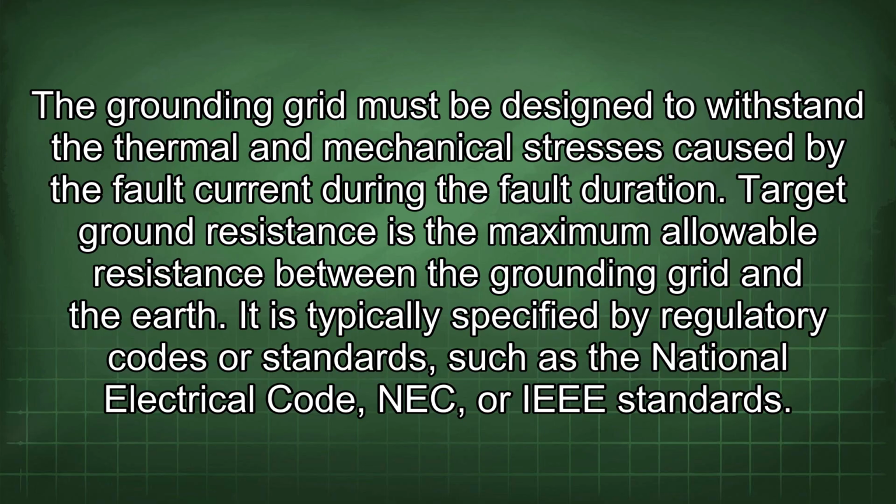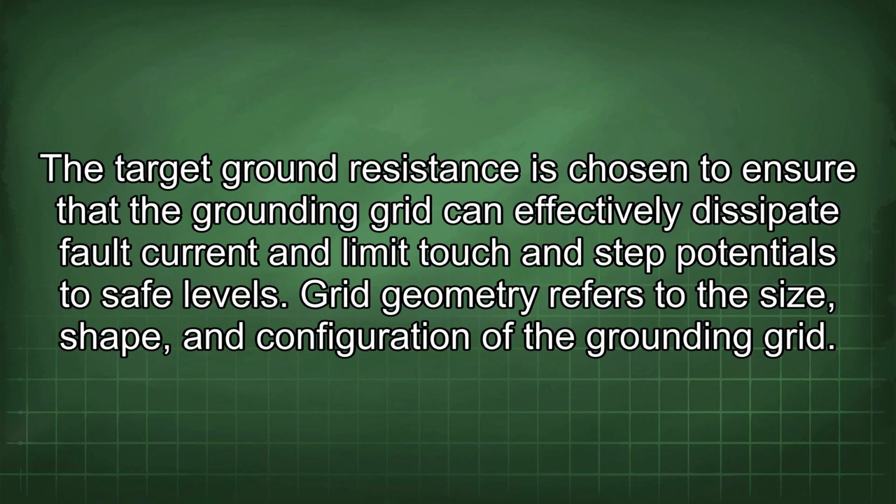Target ground resistance is the maximum allowable resistance between the grounding grid and the earth. It is typically specified by regulatory codes or standards such as the National Electrical Code, NEC, or IEEE standards. The target ground resistance is chosen to ensure that the grounding grid can effectively dissipate fault current and limit touch and step potentials to safe levels.